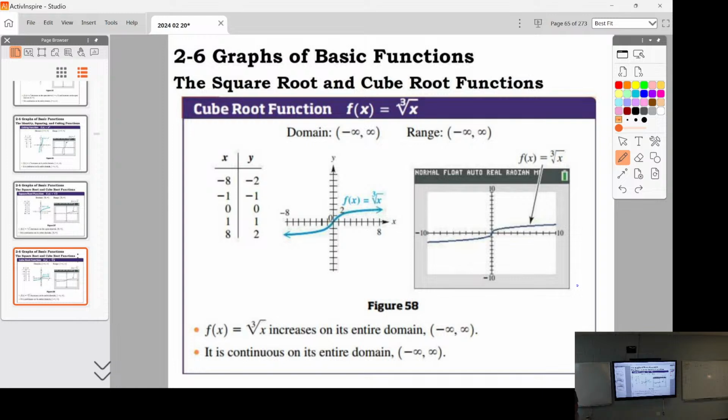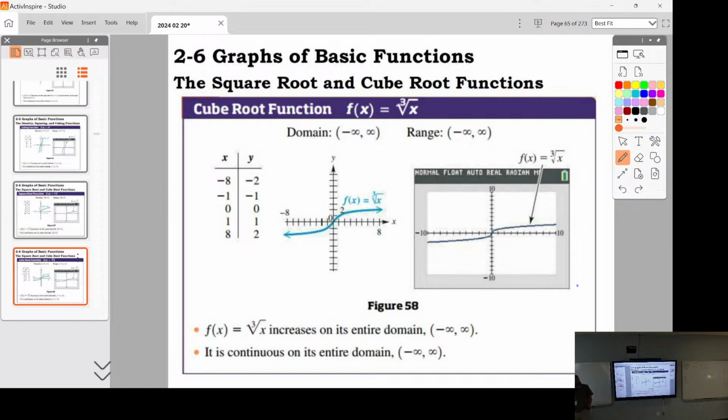Okay. I can take the cube root of any number, positive or negative, doesn't matter. The cube root of -8 is -2. The index is odd, so the number inside the radical can be any real number. Domain, all real. Range, all real.